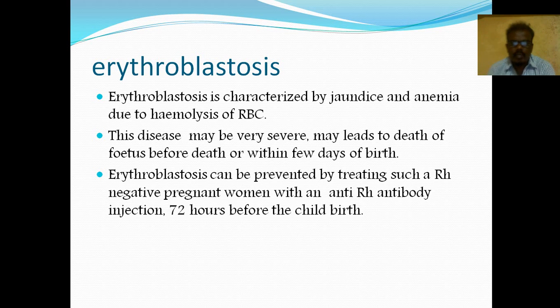Erythroblastosis can be prevented by treating such an Rh negative pregnant woman with an anti-Rh antibody injection 72 hours before childbirth. So the treatment is available. The best treatment is the anti-Rh antibody injection. Anti-Rh antibody means this injection prevents the production of antibodies, so that no harmful effects take place. If this injection is given to the pregnant woman within 72 hours before childbirth, antibody production will be reduced, so there will be no harmful effects.